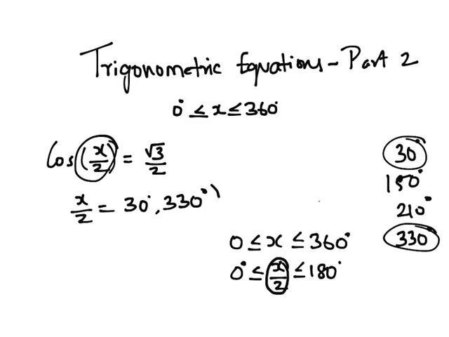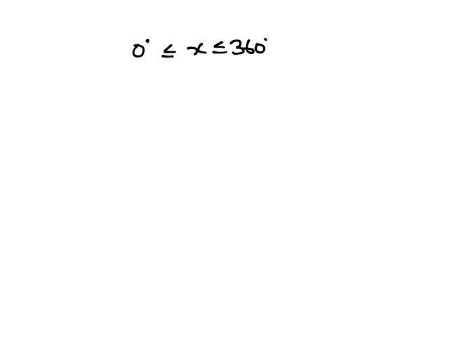So you can't take 330. This is incorrect. So you can take only 30 degrees. So if x by 2 is 30 degrees, x is 60 degrees. So that is the solution for this particular trigonometric equation. So I hope it is clear to you, students. Let us see one more example. Okay, let us look at this.